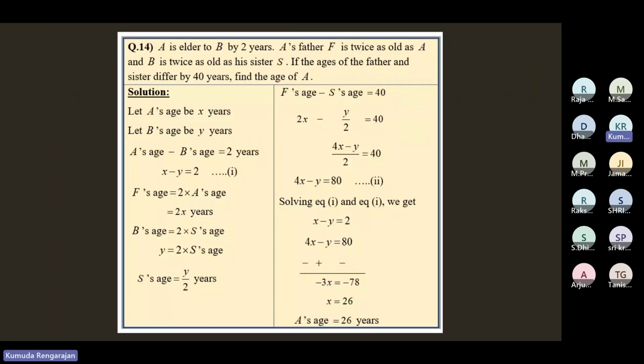So the earlier test question, here we got only one answer. A is 26 because it's given very clearly that A is elder to B by 2 years. So if A is X and B is Y, since A is elder, you have only this equation: X minus Y is equal to 2. The elder one's age minus the younger one's age is equal to 2. The difference is 2. You should not write Y minus X is equal to 2, because this is wrong. You know who's elder, A is elder.